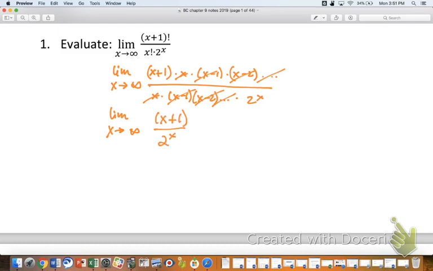And here's where your rankings would come into play. You would look at the numerator and you would say that that is a polynomial. And you look at the denominator and realize that that is an exponential. And if you know your rankings, you know that the exponential will eventually grow infinitely faster than the polynomial. Therefore, the value of this limit is 0.